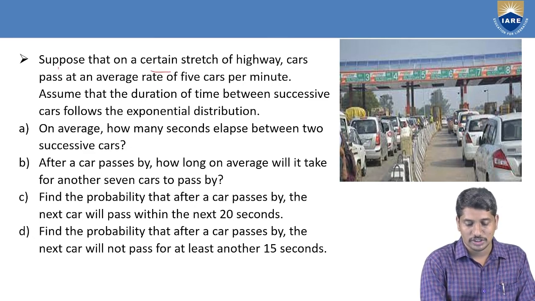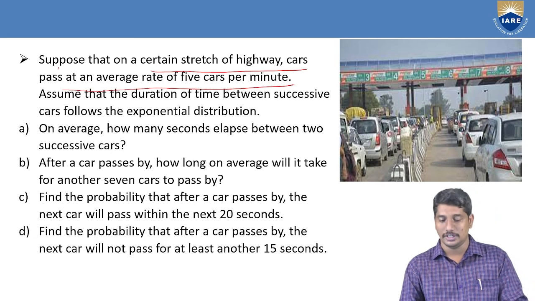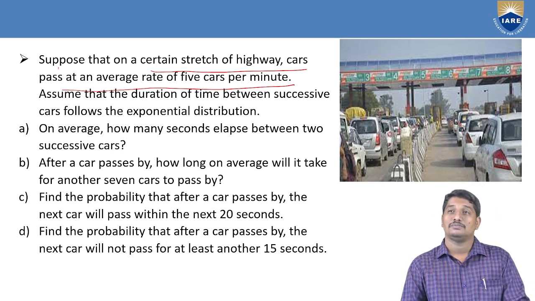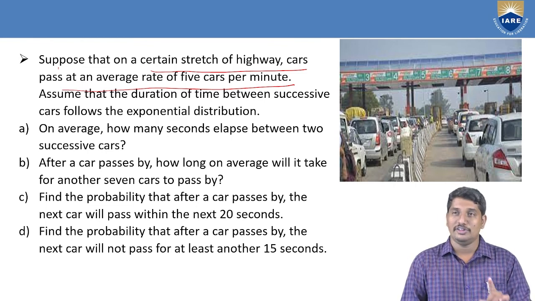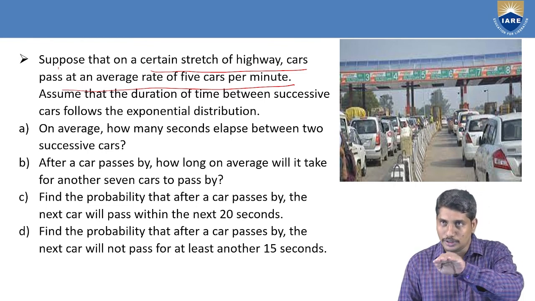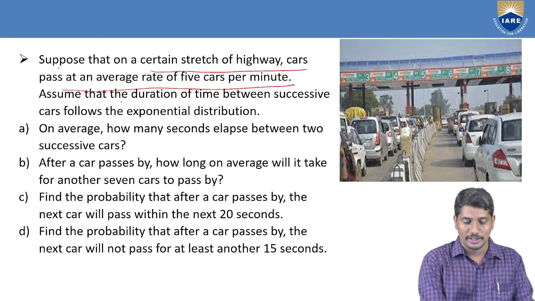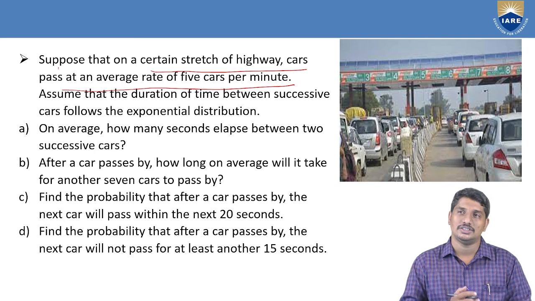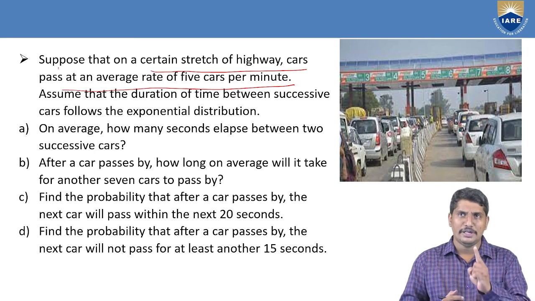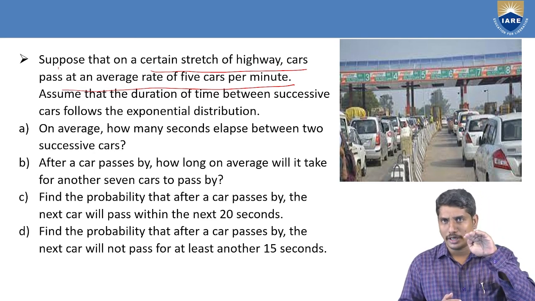Suppose that on a certain stretch of highway, cars pass at an average rate of 5 cars per minute. Say this is a toll plaza near Hyderabad. For every minute, there will be 5 cars passing through that plaza. According to their statistics and records, for every minute there will be 5 cars moving through that plaza.